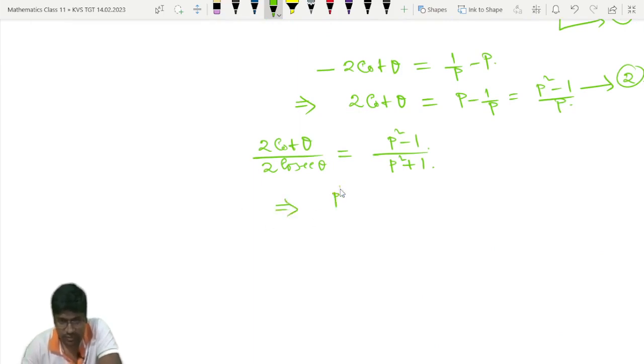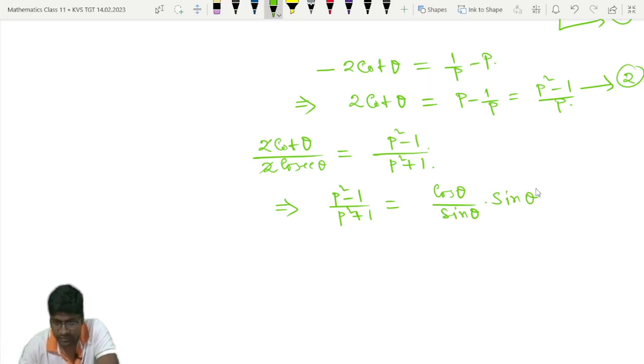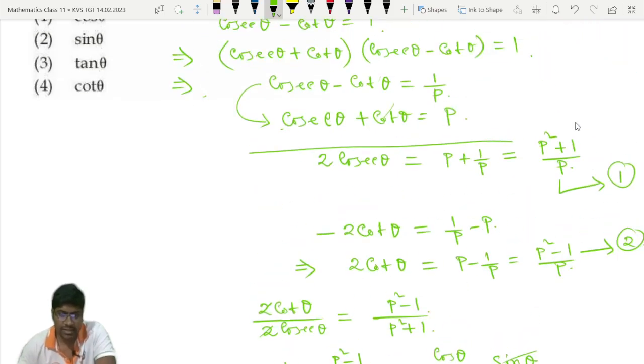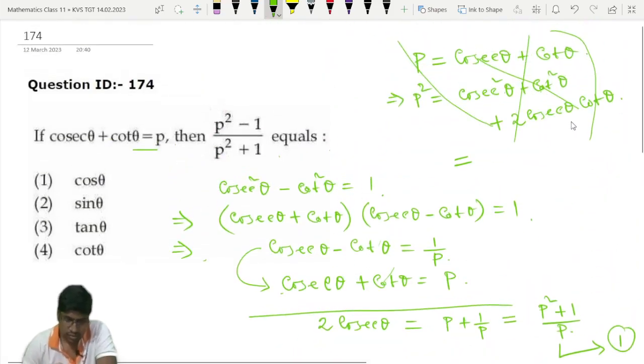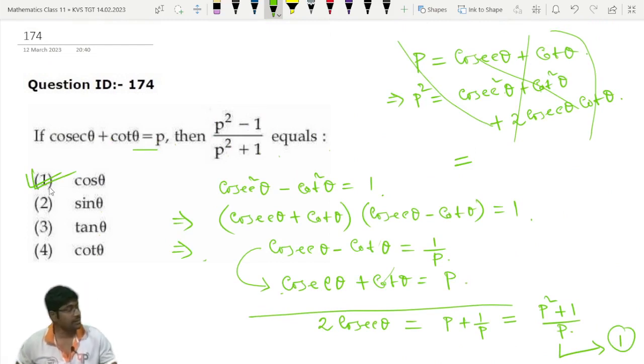So that will imply p square minus 1 divided by p square plus 1 will be equal to, now 2 will be cancelled, cot theta is nothing but cos theta by sin theta, and cosec theta will come above, so it will become sin theta. So sin theta will be cancelled, we will get cos theta. So cos theta is the correct answer. So which option? Option 1 is the correct answer.